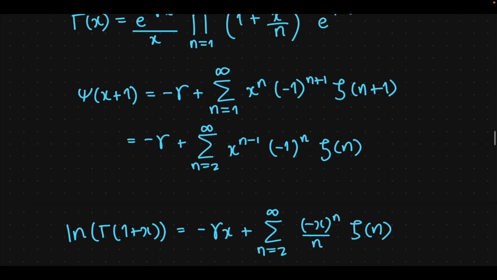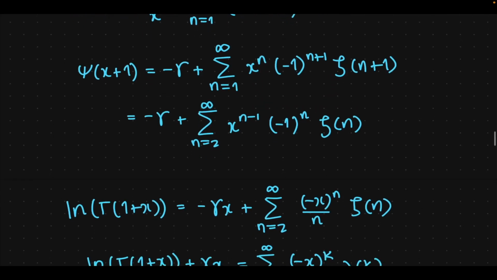And we also are going to need this representation of the digamma function. Digamma of x plus 1 equals minus Euler-Mascheroni plus the sum from n equals 1 to infinity of x to the n times minus 1 to the n plus 1, Riemann Zeta of n plus 1. So you can call this the Taylor series expansion because we have an x to the n term appearing, which is minus Euler-Mascheroni plus the sum from n equals 2 to infinity of x to the n minus 1 times minus 1 to the n, Riemann Zeta of n.